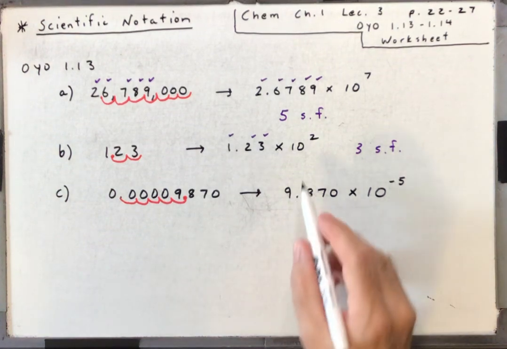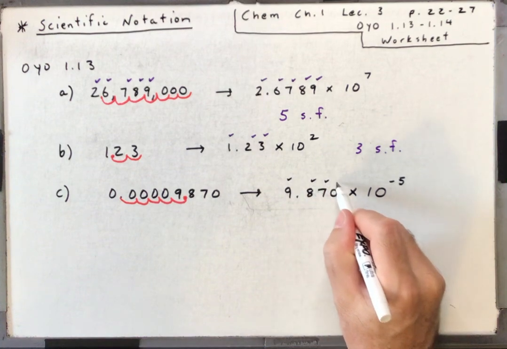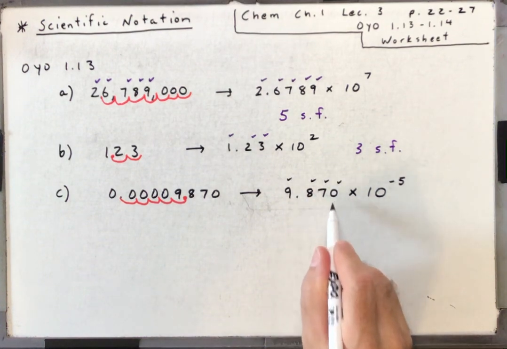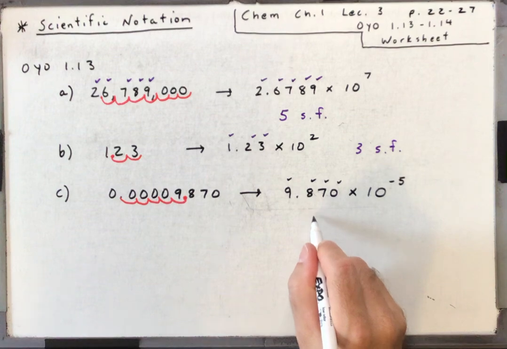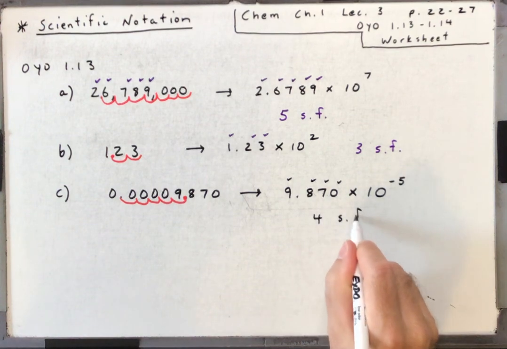All right, how many significant figures? There's 1, 2, 3, 4. This 0 is significant. It's to the right of the decimal and at the end, so we'd have 4 significant figures.